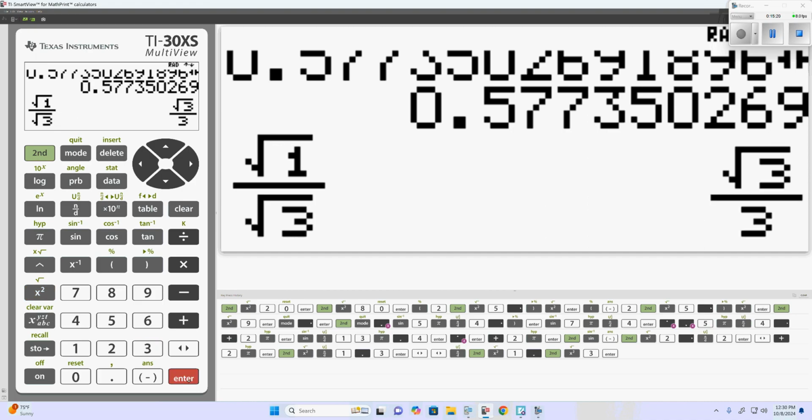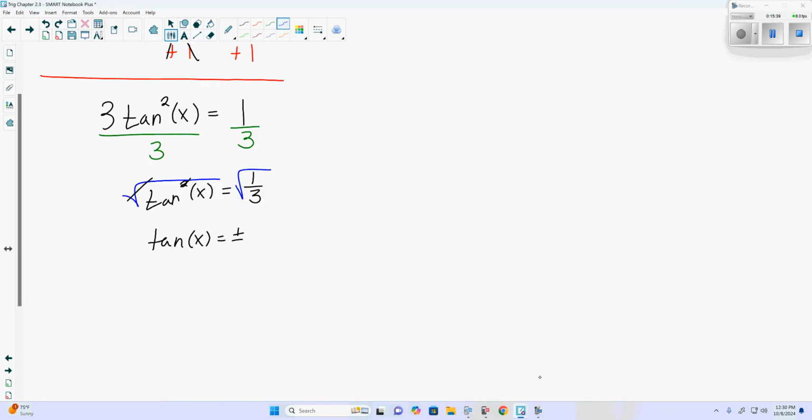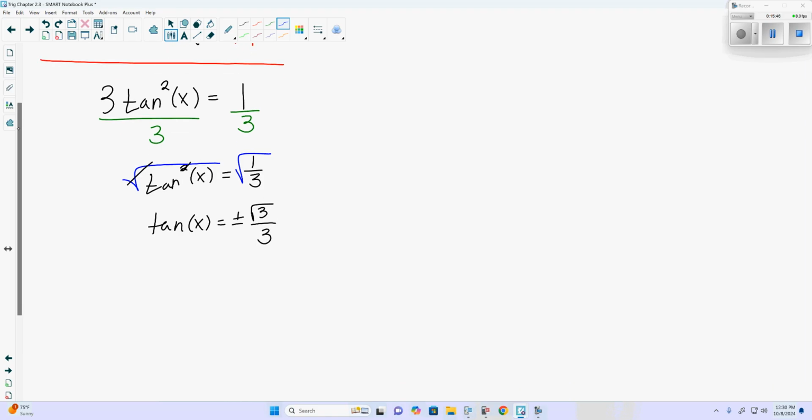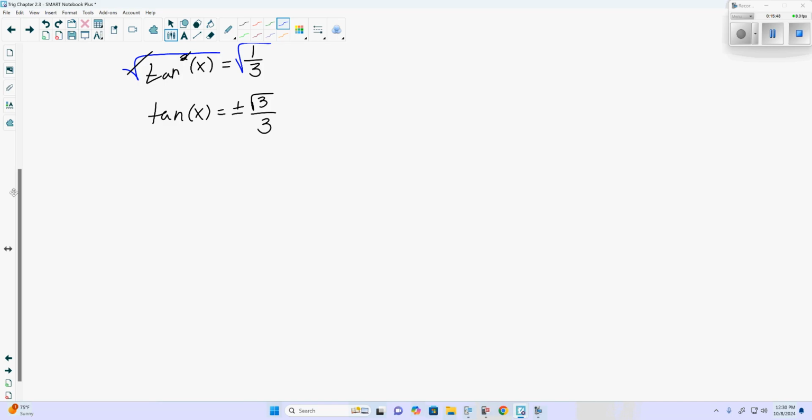However, if we rewrite it as the square root of 1 over the square root of 3, for whatever reason, it'll leave it in radical form. It is the exact same thing, but for some reason the 30XS needs it written that way. So when we take the square root of 1/3 and leave it in radical form, we have the square root of 3 over 3. Positive, negative, square root of 3 over 3. Write that a little bit nicer.